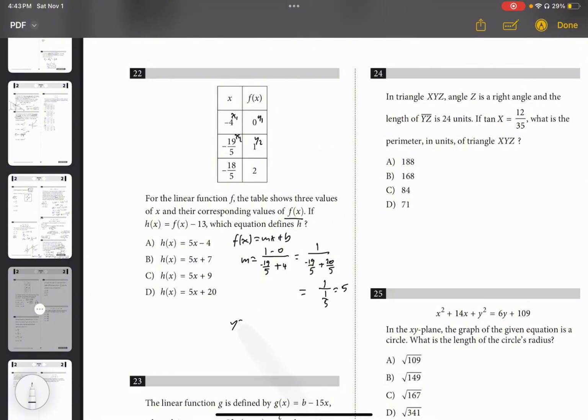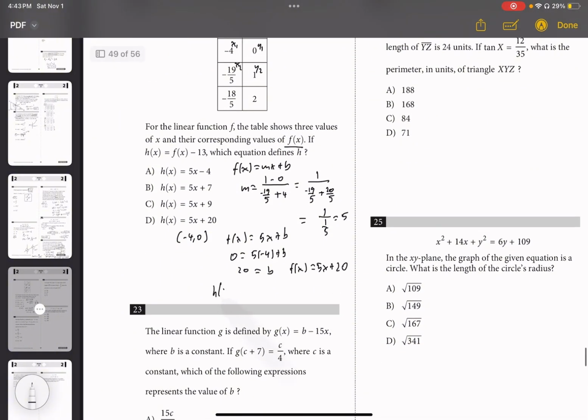So we have f of x is equal to 5x plus b. Now we're going to solve for b by plugging in this point over here, negative 4, 0. So we have 0 is equal to 5 times negative 4 plus b. b is equal to 20. So that means f of x is equal to 5x plus 20.